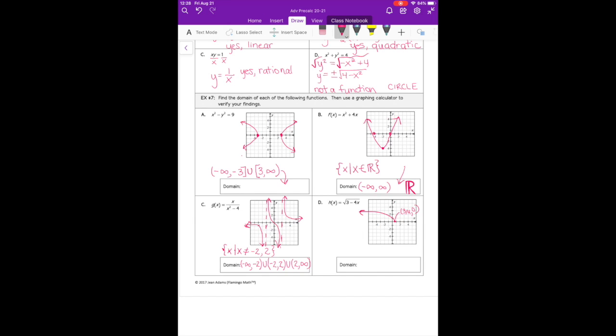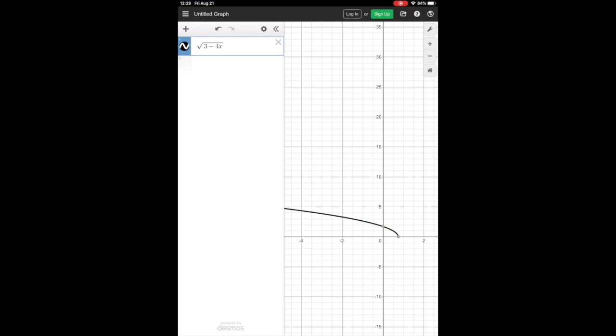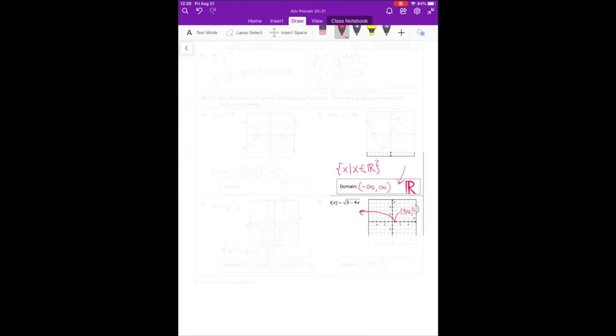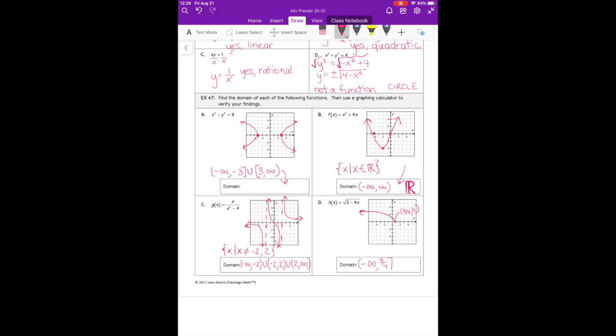It is going left forever. So we say negative infinity. Up until, where does it stop? It stops at 3/4. Is 3/4 an actual point? Like, can I click it on Desmos and there's something there? Yes. So that means closed. So that's a bracket.